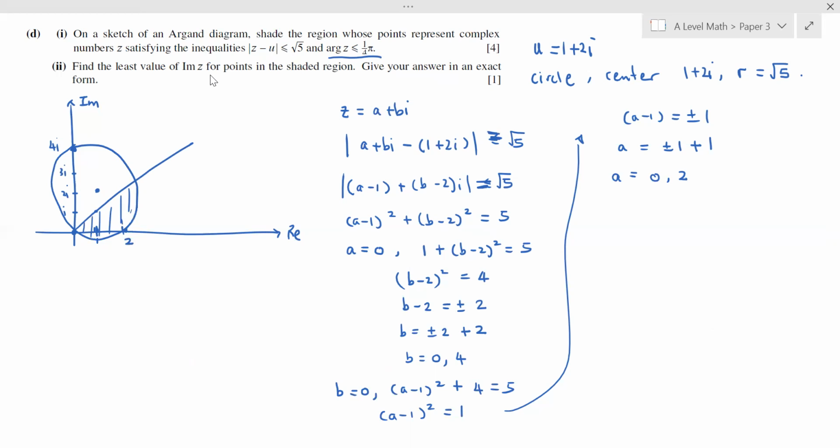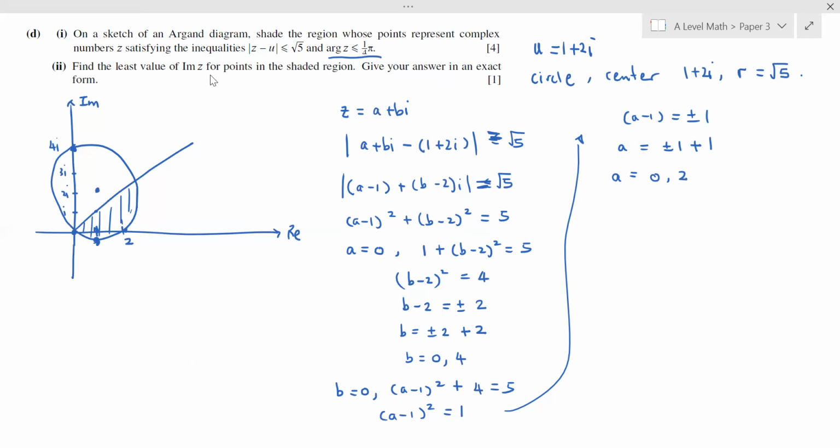The second part: find the least value of the imaginary part of z for points in the shaded region, and your answer must be in exact form. Now let's see. To find the least value, that means the least value of the imaginary part of z, that must be the lowest value here. That will give you the minimum value of the imaginary part of z.